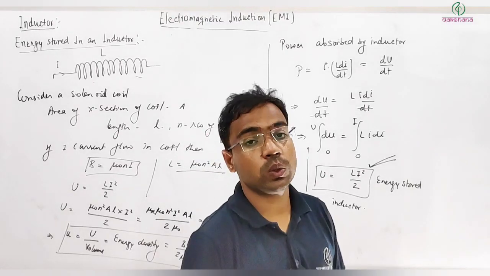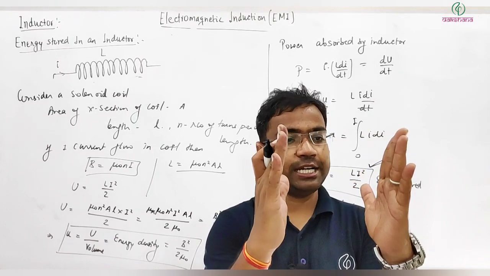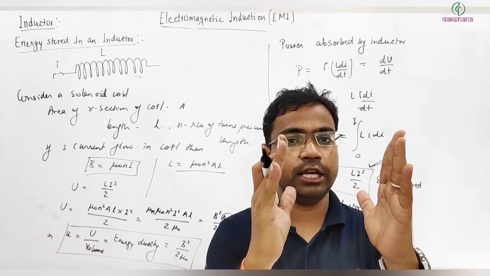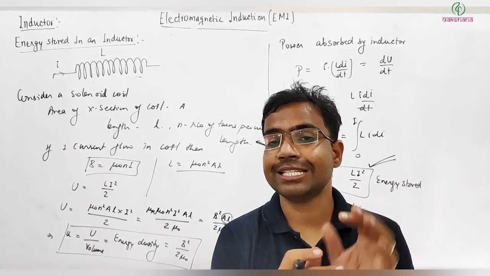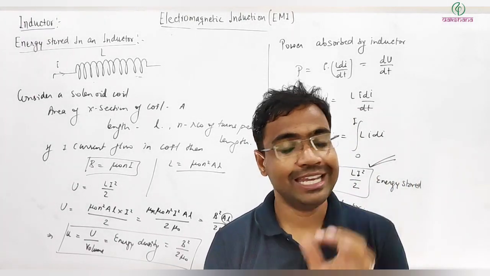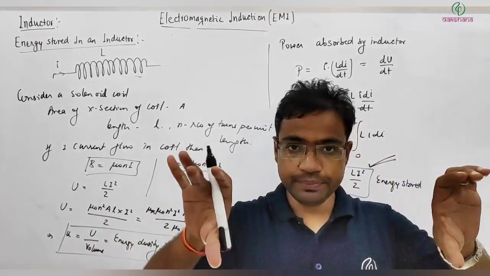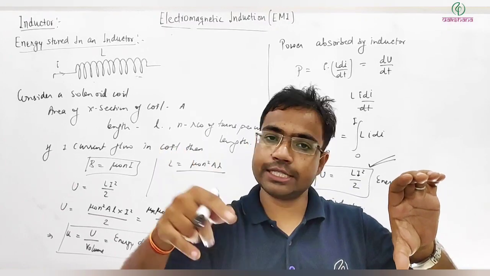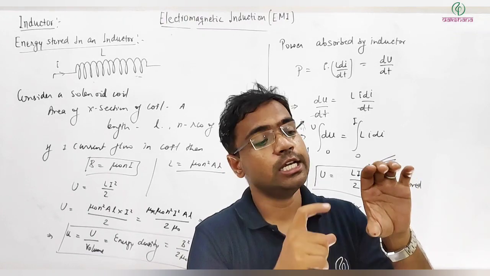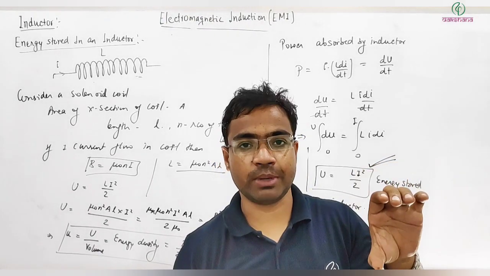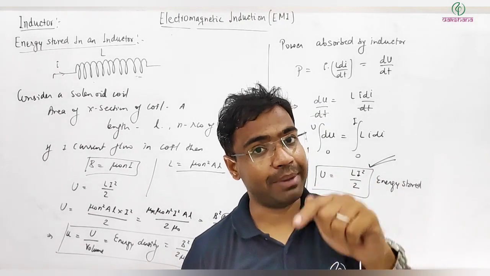In electrostatics, or basically in a capacitor, you must have studied that between the plates of the capacitor there is an electric field. Electric field means some energy is stored. The energy density is half epsilon naught into E square. Exactly in the same manner, inside the solenoid, when the current is flowing, some magnetic field is there. So the magnetic field also stores some energy. And what is the energy density, energy per unit volume, in the magnetic field?